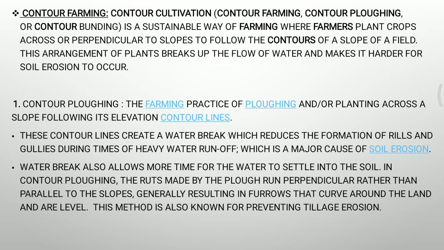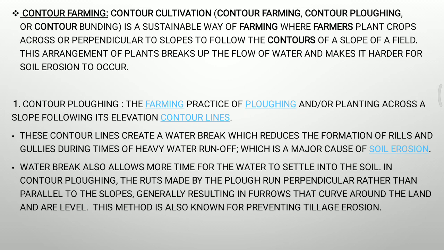Contour plowing is the farming practice of plowing or planting across the slope. So there is a slope and it is planted likewise in the slope area. Its elevation is also known as contour lines. These contour lines create a water break which reduces the formation of rills and gullies during times of heavy water runoff, which is a major cause of soil erosion. So because of the runoff itself, we will get soil erosion. So if we do contour farming, this will be reduced. Water break also allows more time for water to settle into the soil.